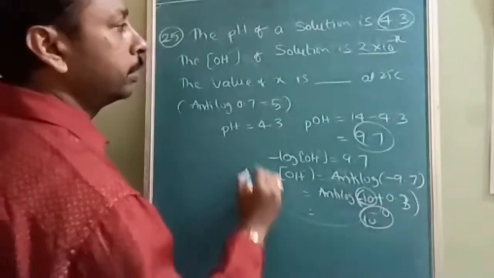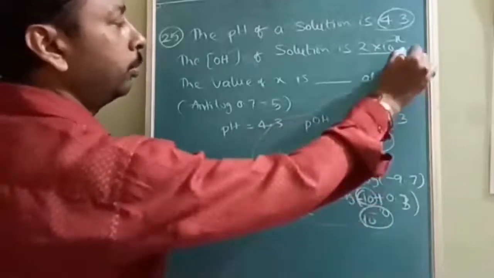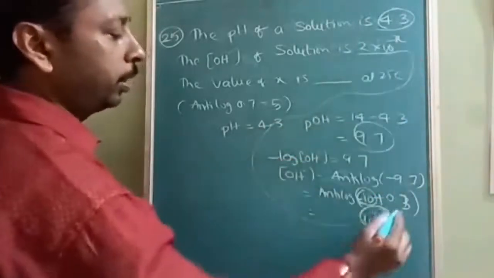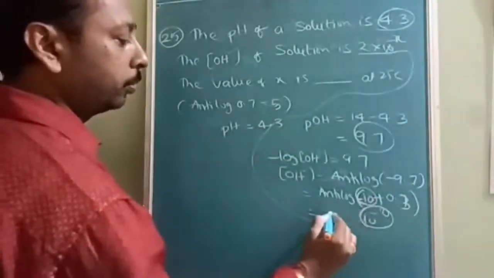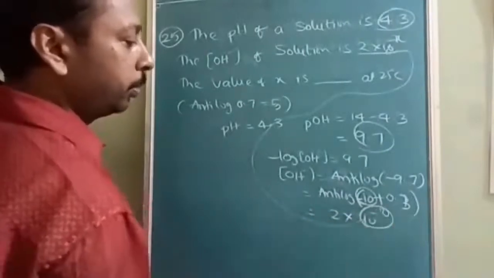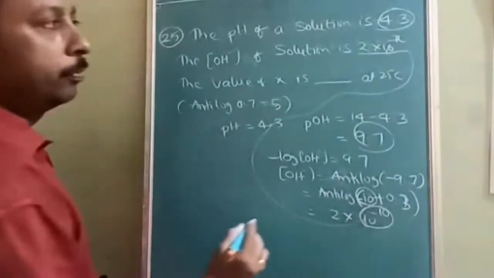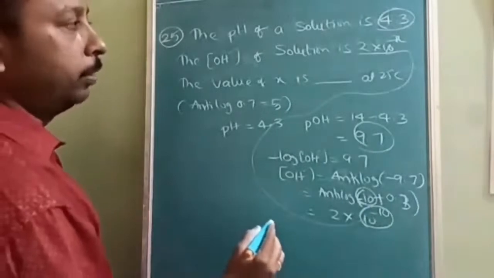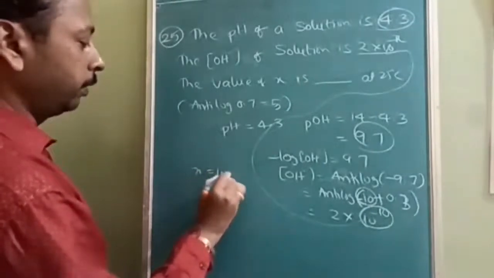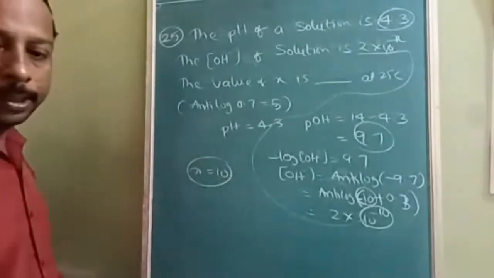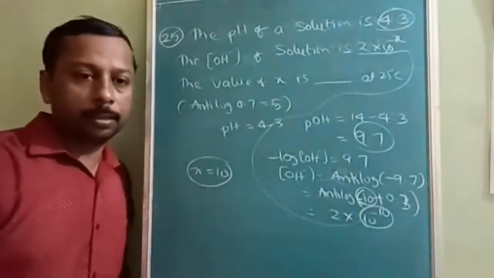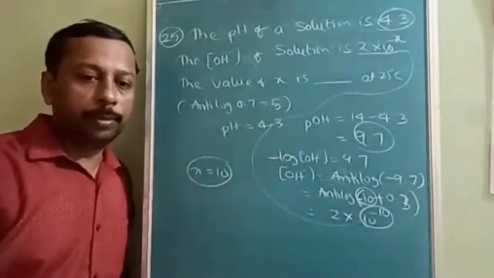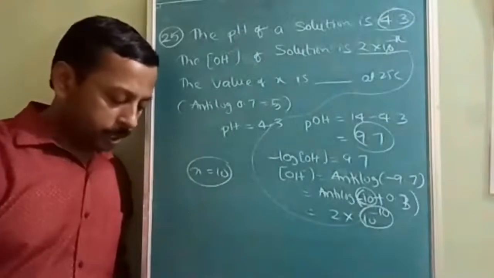We are interested only in the x value. 0.3 is the log of 2. Okay. So 2 into 10 to the power of minus 10. Therefore, what is the x value? X is equal to 10. Okay. X is equal to how much? 10. Is it understood? So mainly you have to know the log and anti-log values.